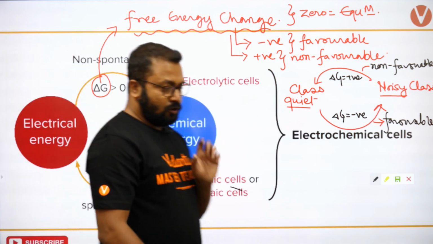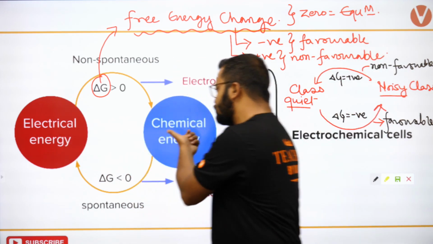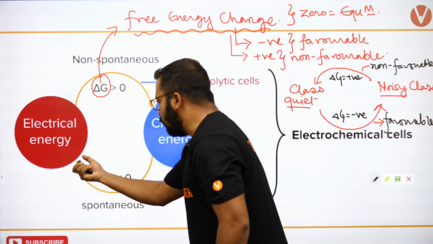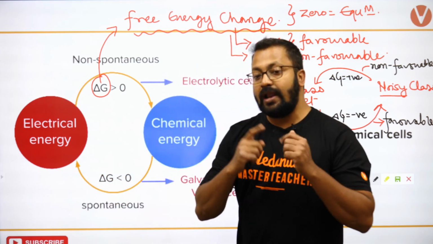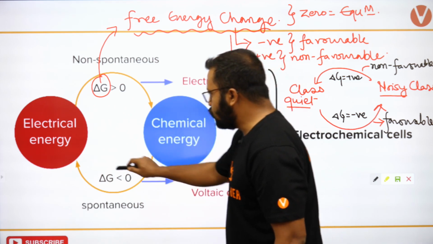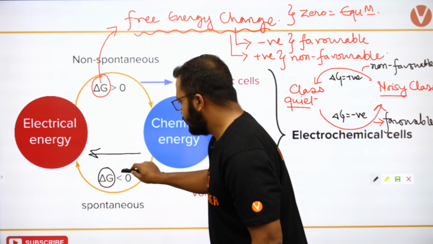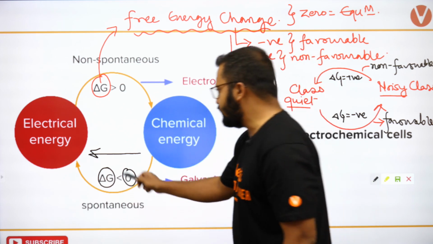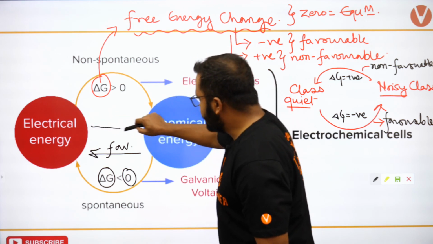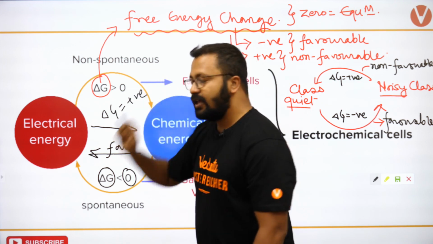Within an electrochemical cell as well, one reaction, देखो हम कन्वर्ट किसको कर रहे हैं? इलेक्ट्रिकल एनर्जी इनटू केमिकल एनर्जी. So one process will be favorable, one process will be non-favorable. हमेशा याद रखिए कि केमिकल इनटू इलेक्ट्रिकल has delta G less than 0. That means it is favorable. While this conversion has delta G which is positive.